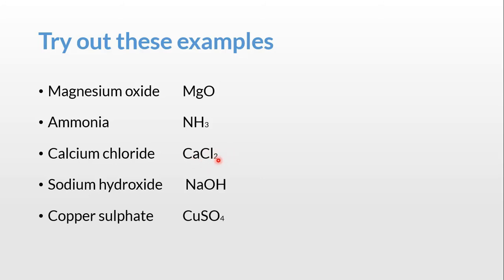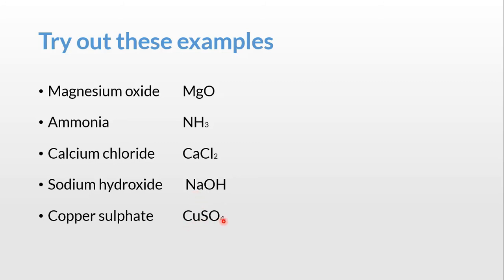Or you can use the previous convention of writing the formula, CaCl2, 1 calcium and then 2 chloride, 1 calcium ion and then 2 chloride ions come together to form calcium chloride, the complete transfer of electrons from calcium to chlorine. That makes sense. Yes. So we are seeing the calcium chloride. Sodium hydroxide is NaOH.